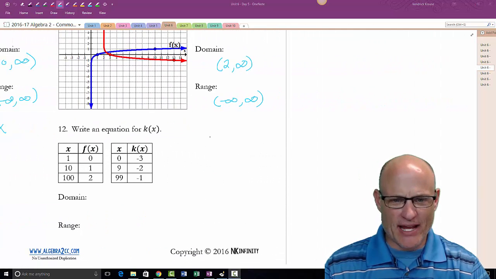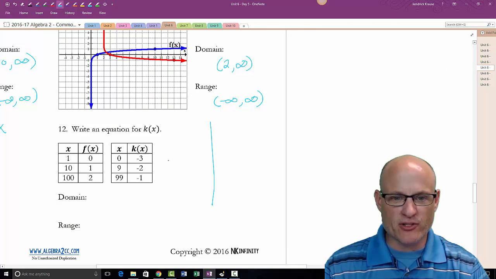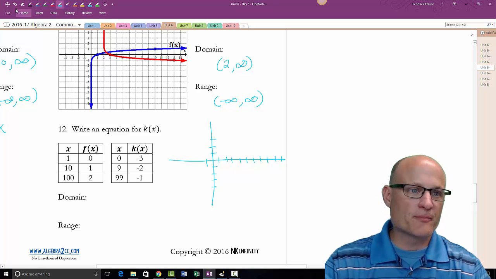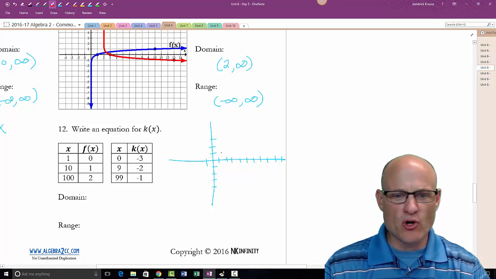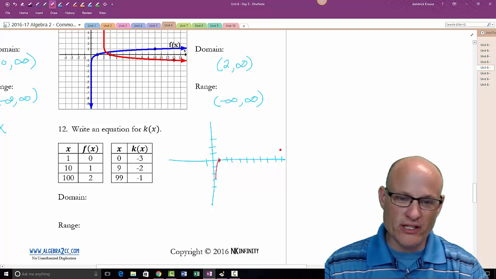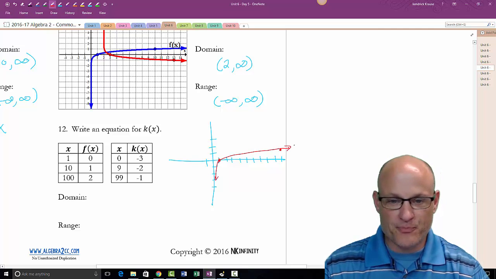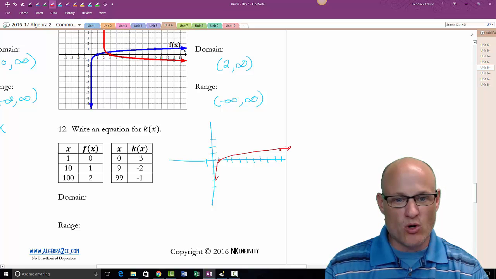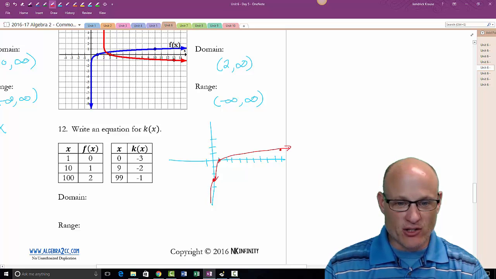Take a look. All right, let's see what happens here. Maybe it's in your best interest to actually draw a little picture. We've got 1, 2, 3, 4, 5, 6, 7, 8, 9, 10. And I'll grab it using red. So normally it would go through 1, 0 and 10, 1, and it would come really close to that axis. But now what's going on? We went 0, negative 3. So we went left 1 and down 3.